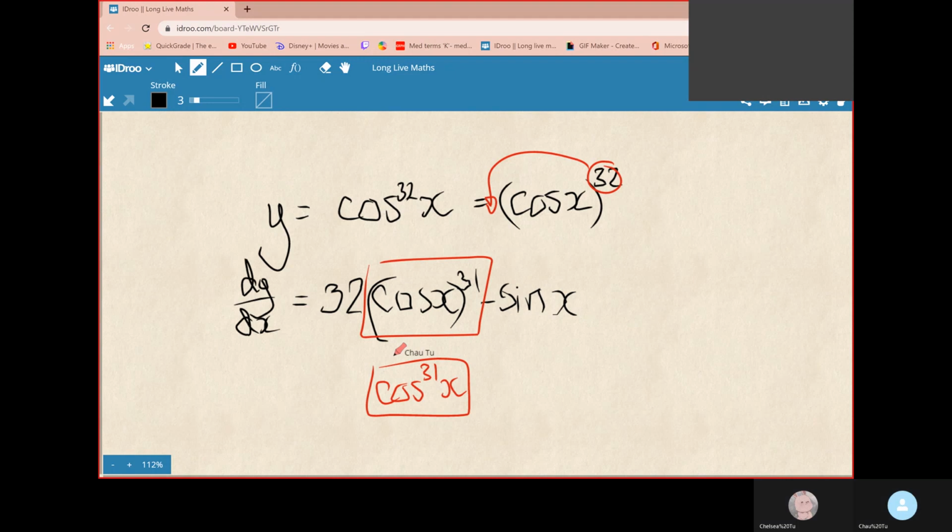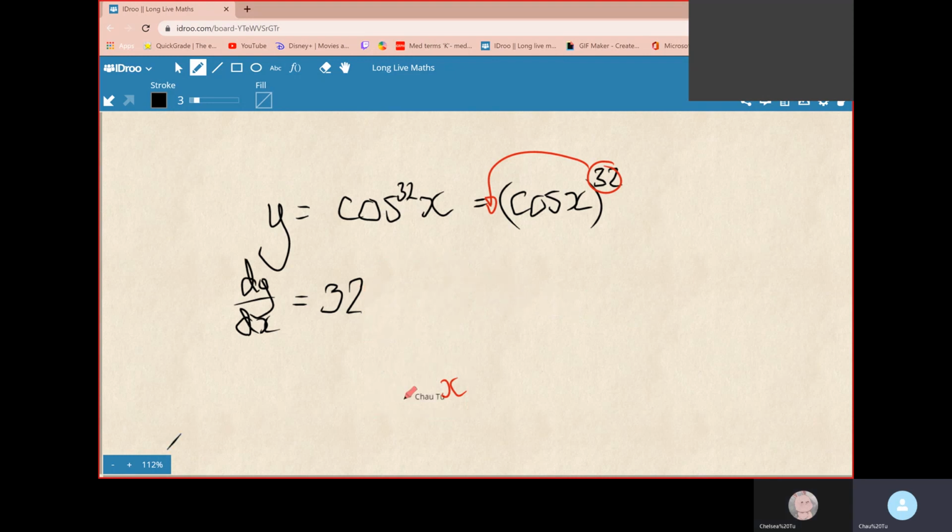Can you see it, Chelsea? Yeah. So wait there. Let's start again here. So how do you differentiate that? 32. Yeah, 32. But don't put it there. Oh, cos 31x. Yeah. Okay, now what?